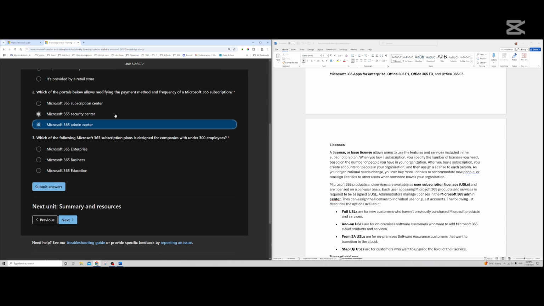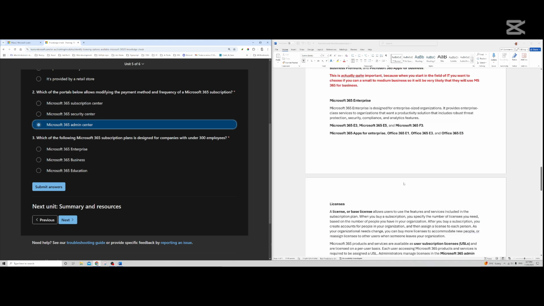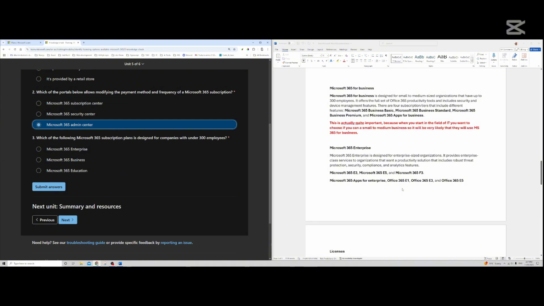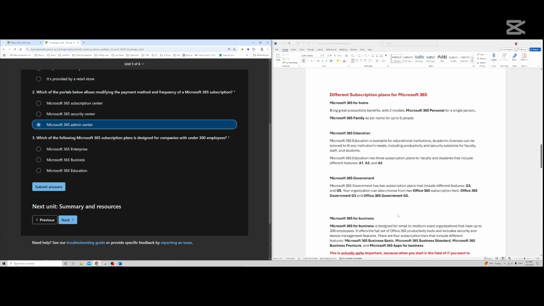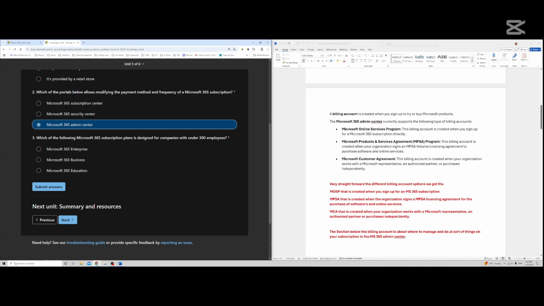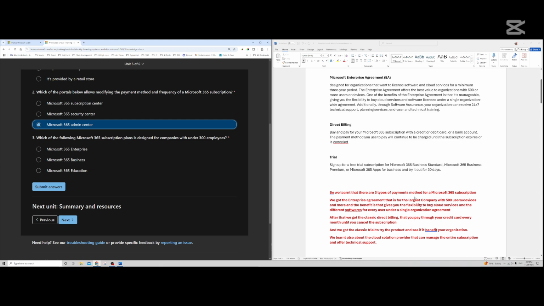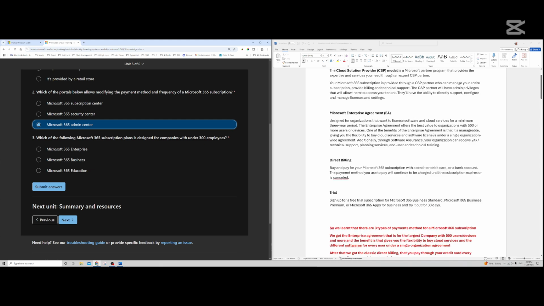Which of the following Microsoft 365 subscription plans is designed for companies with under 300 employees? So I think it was a business one, because the enterprise I think was over 500. Let's have a look. Enterprise. No, one sec. So look, yeah, Microsoft Enterprise with 300 or more. Yeah, so I guess the business.